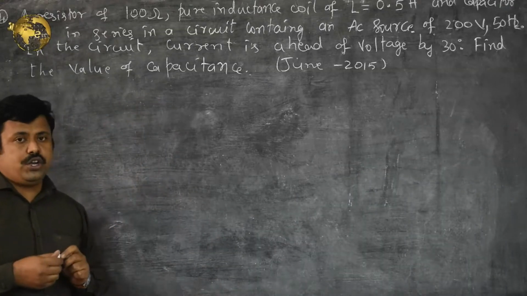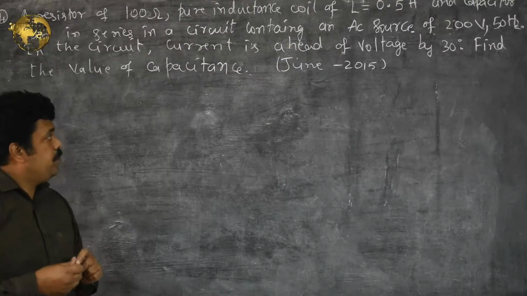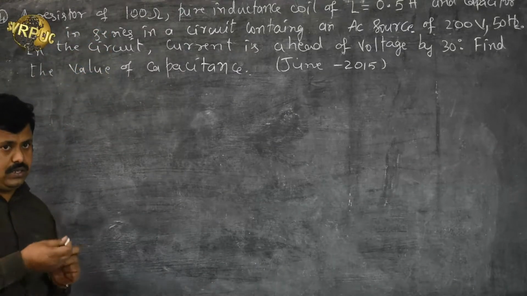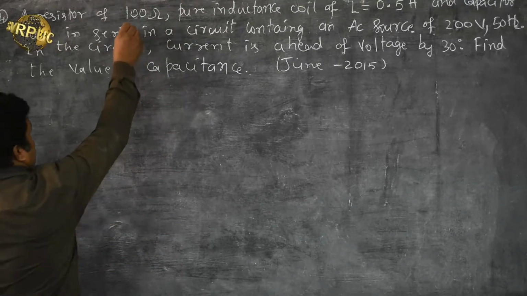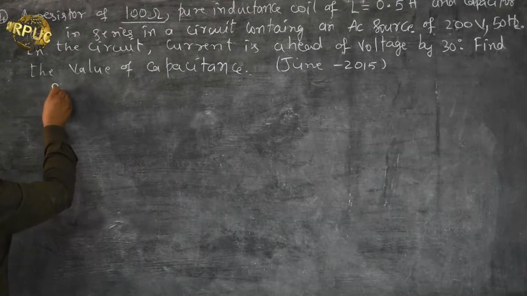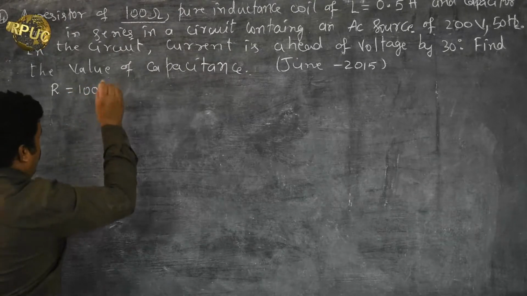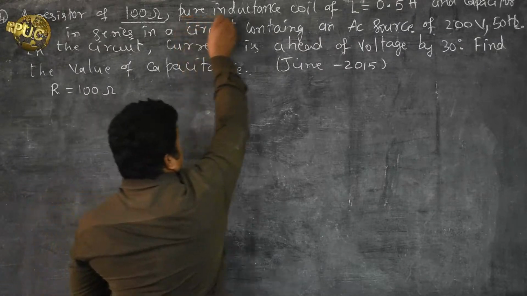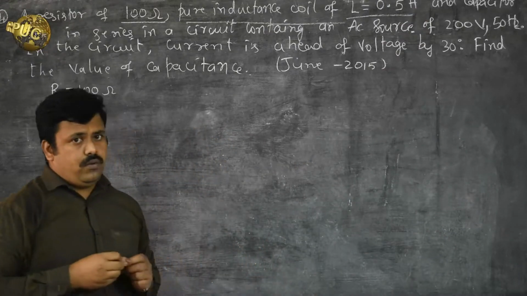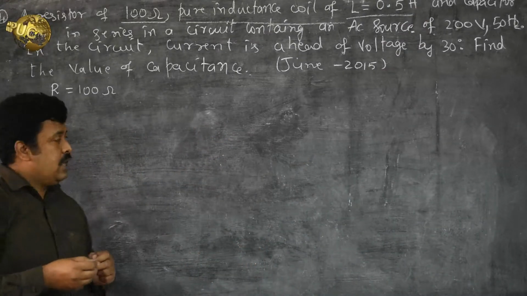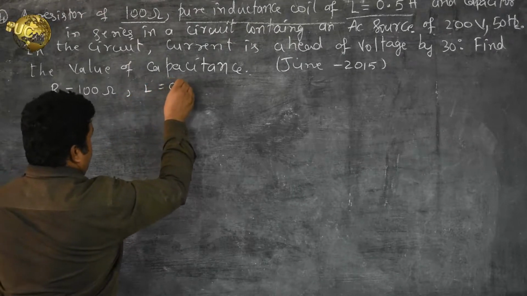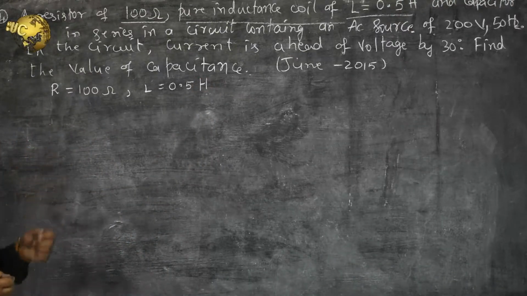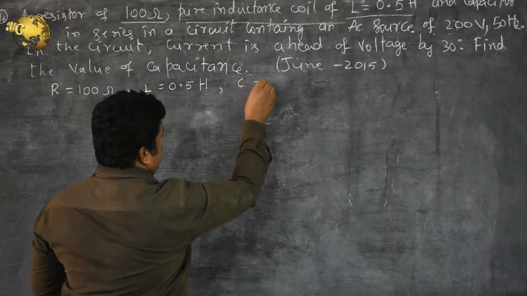And the question is from alternating current. Let's solve this. A resistor of 100 ohm. Okay, let's collect the data. So resistor is represented as R is equal to 100 ohm. Next, a pure inductance coil of inductance L is equal to 0.5 Henry, that is H, and capacitor C, they have not given. Let's place the question mark.